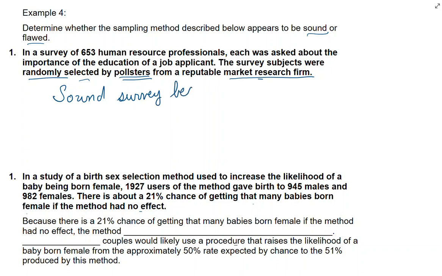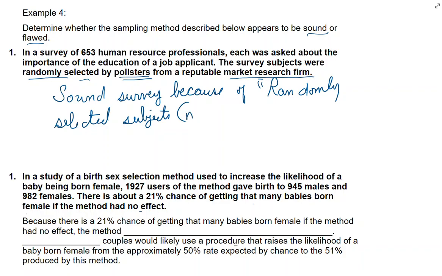Because of randomly selected subjects, that means no bias. It's hit or miss who they're going to ask and who's going to respond by a third party. In this case, a market research firm.